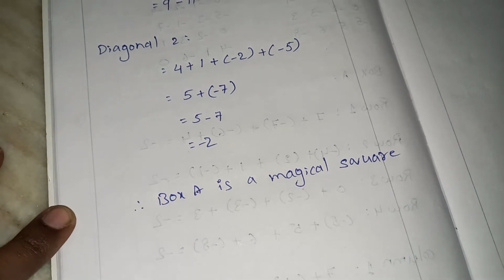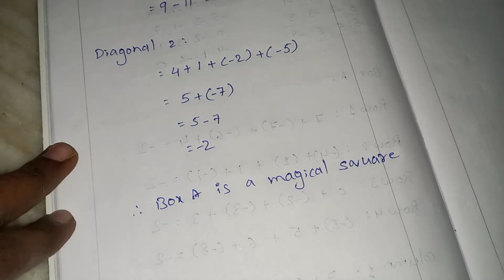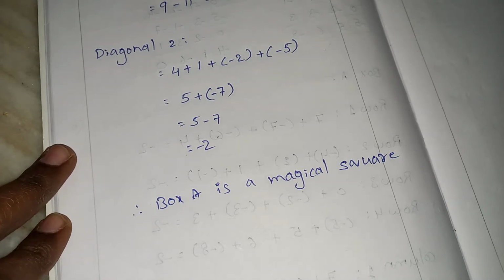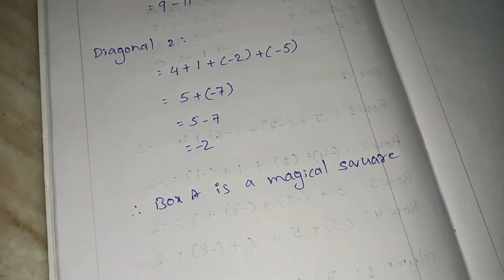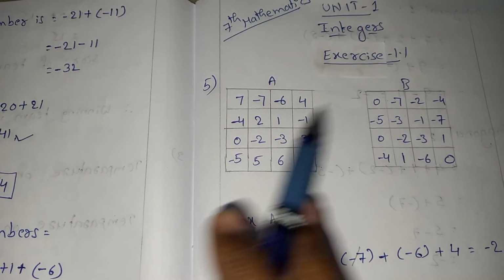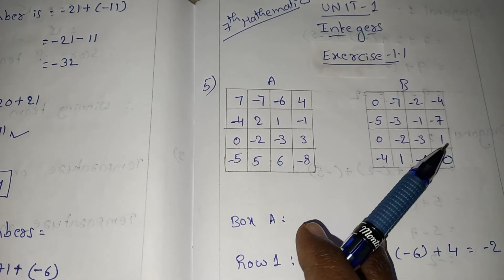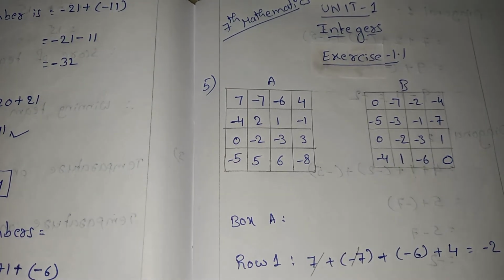If at least one row or one column does not match, then it is not a magical square. I did this problem, no? So you have to do the second box, box B, on your own. I did this one. You have to do this one on your own. You can copy the content even from the textbook.